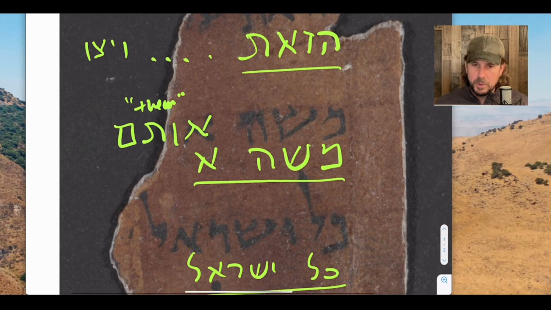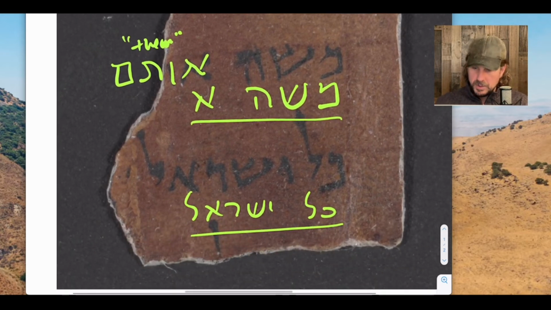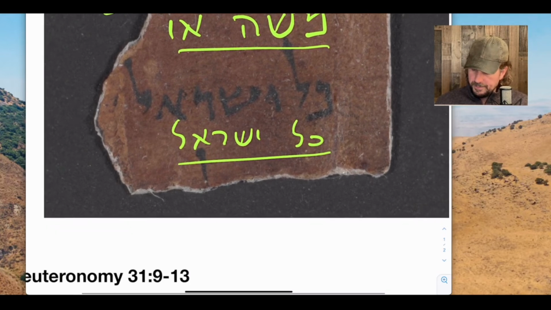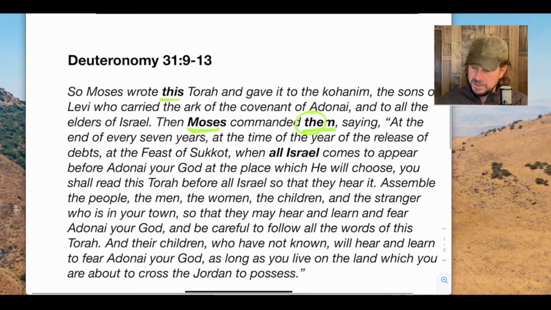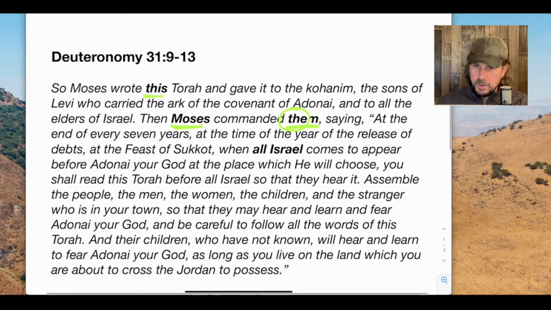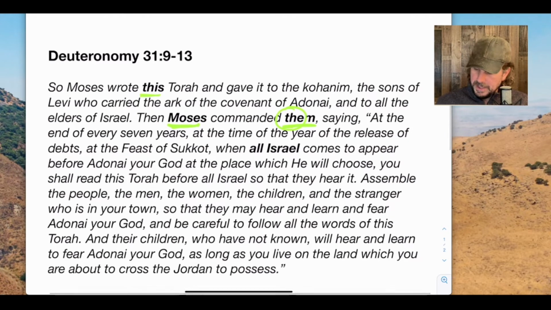otam, and Moses commanded them. So that's how we know Moshe otam. Remember, in Hebrew, we get the verb first. It's commanded Moses them. So that's why I have them here in the bold.